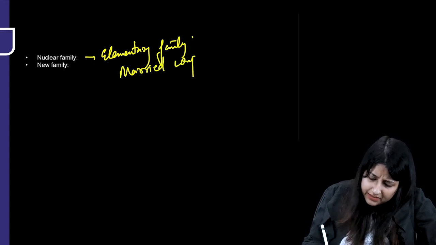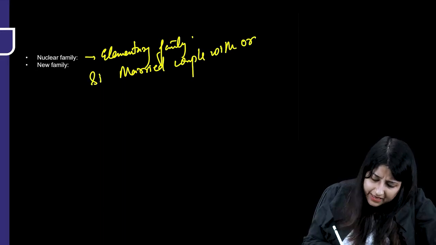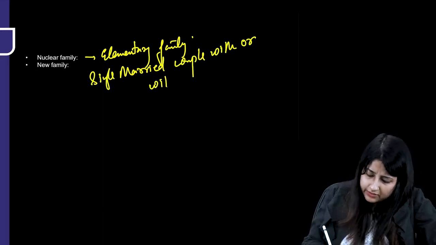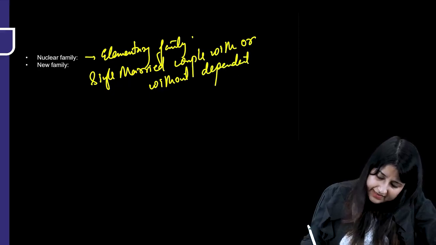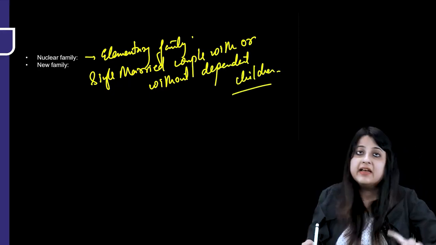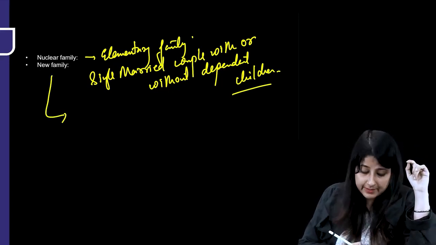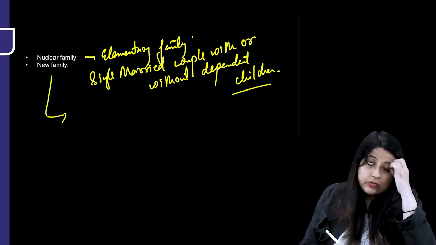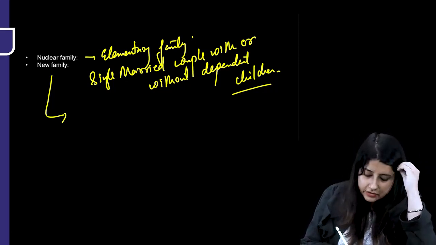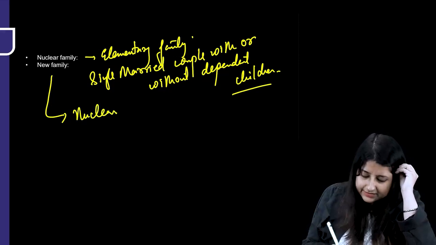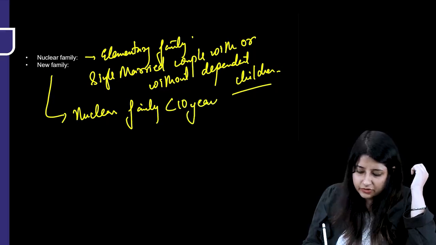A married couple, single married couple with or without dependent children. Nuclear family is just one couple with or without their children. Okay. New family, that means a newly married couple is also nuclear family if they are not putting up with the in-laws. New family, please remember, is a nuclear family less than 10 years duration.